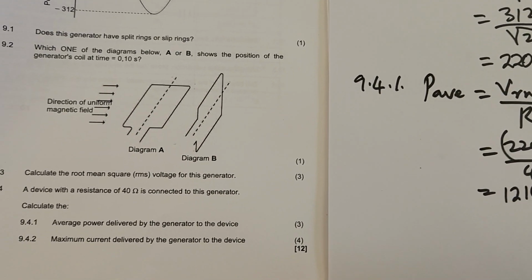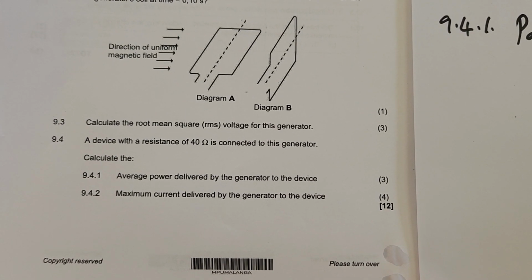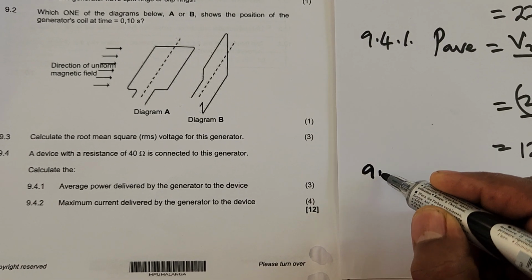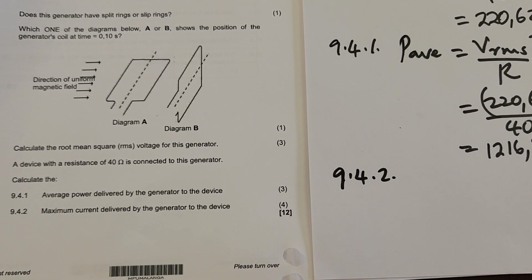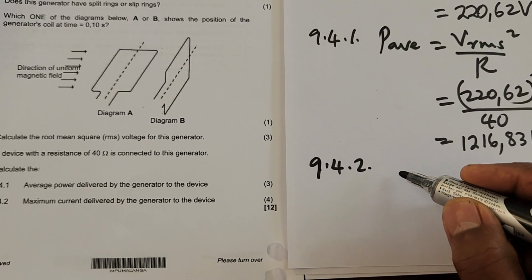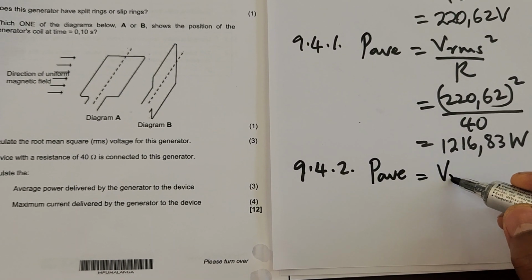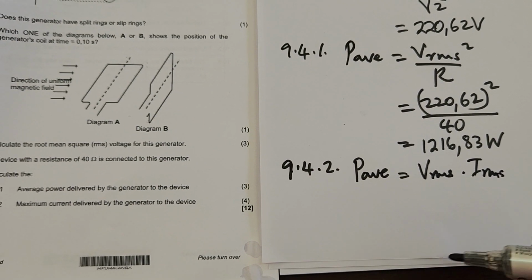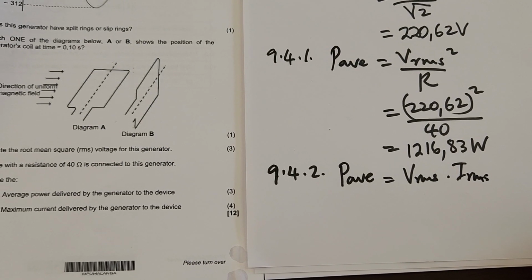The last question here in this question paper, they say to us, calculate the maximum current delivered by the generator. In this case, because we have already found various values, we can use many formulas which have your Vmax or Vrms. So let's go for the easiest. The average power will be Vrms multiplied by Irms. Two ways of doing it. Let's do it in a simpler way and the advanced way.